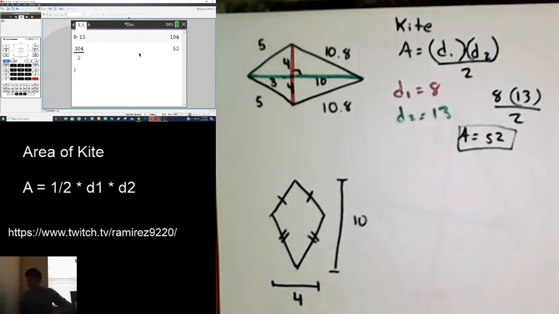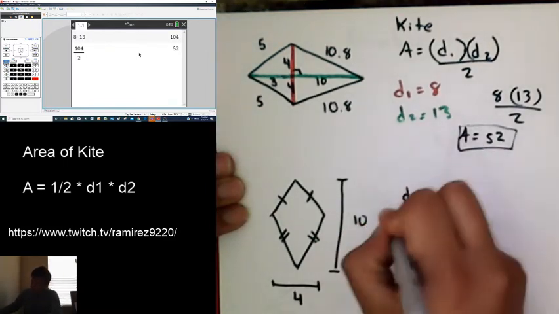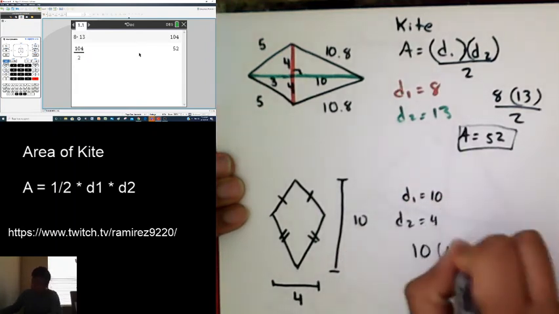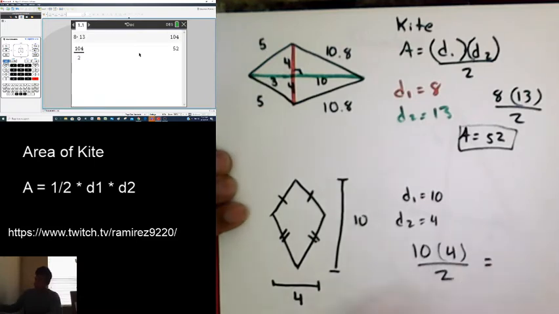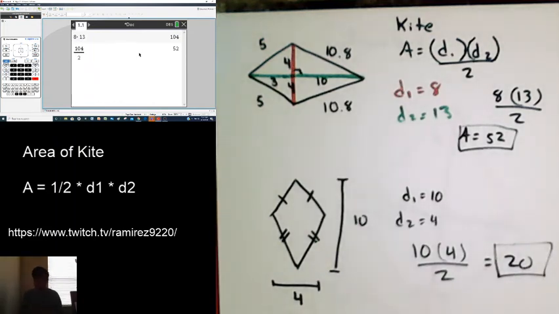So I know that D1 is 10, I know that D2 is 4, so it's just 10 times 4 divided by 2. 10 times 4 is 40, divided by 2 is 20. So the area is 20. That's it. So again, if you know your diagonals, you're pretty much set.